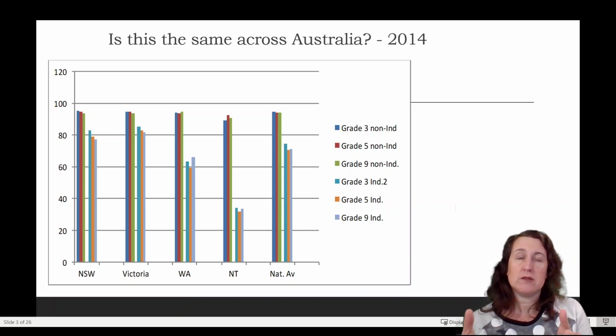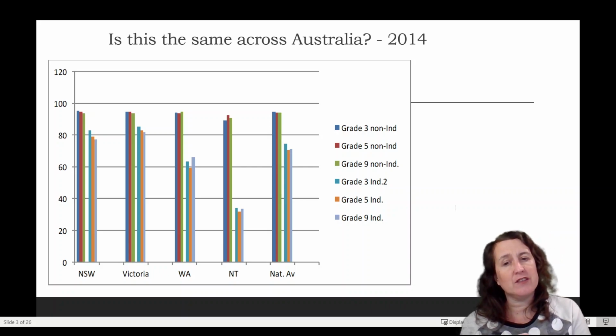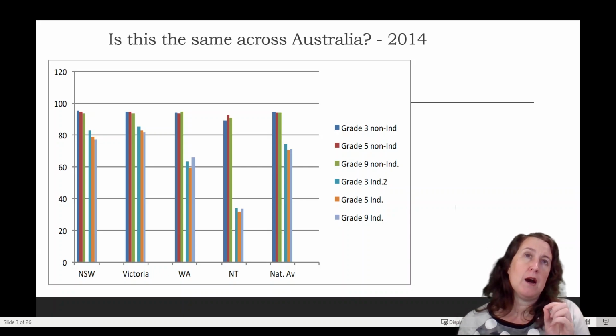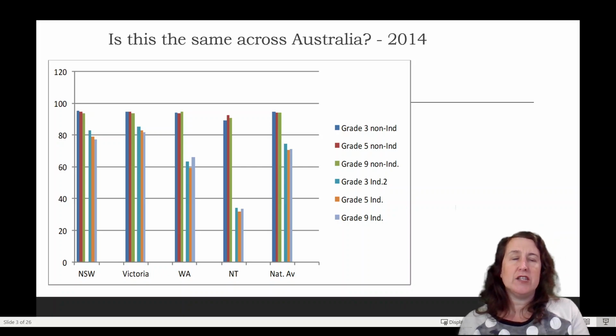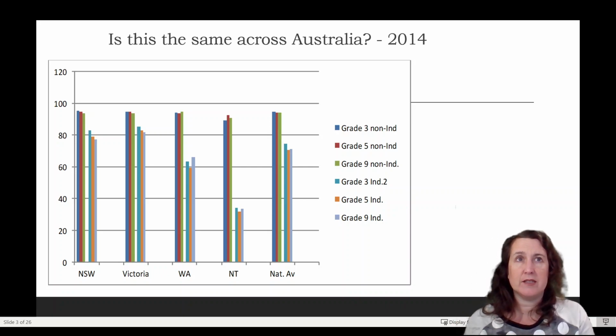So the results are not the same across Australia, and while the results of non-Indigenous students are roughly equal across the 4 states here that we're examining, there's quite a bit of disparity in terms of Indigenous students, and whatever's going on in Western Australia and the Northern Territory in 2014 is disadvantaging Indigenous students a lot more than the counterparts in New South Wales and Victoria are disadvantaged.